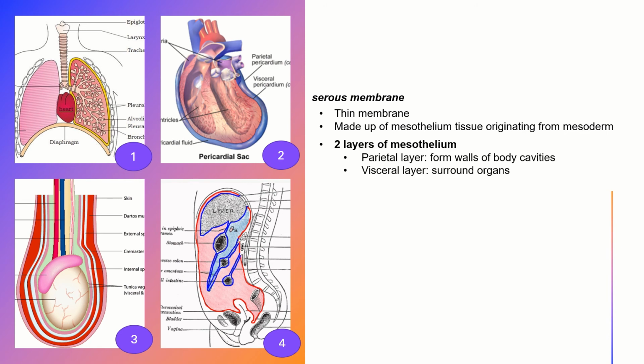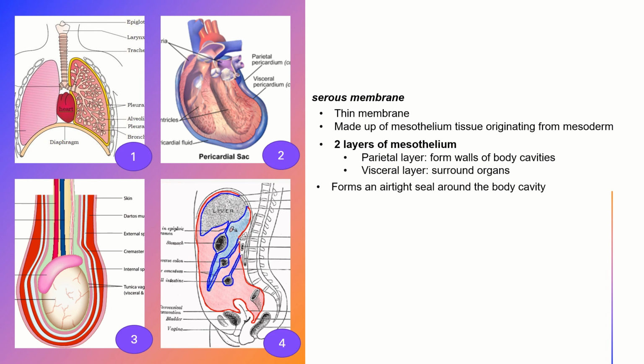And there are 2 layers of mesothelium. 1, the parietal layer, and 2, the visceral layer. The parietal layer forms walls of body cavities, while the visceral layer surrounds organs. This applies to all the serous membranes mentioned. For the peritoneum, the parietal layer, lined in red, lines the abdominal cavity, while the visceral layer, lined in blue, surrounds the abdominal organs. The parietal and visceral layers form an airtight seal around the respective cavities.